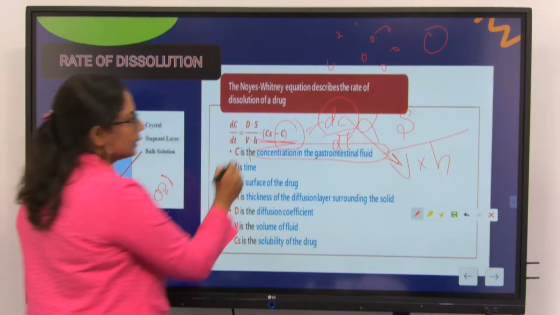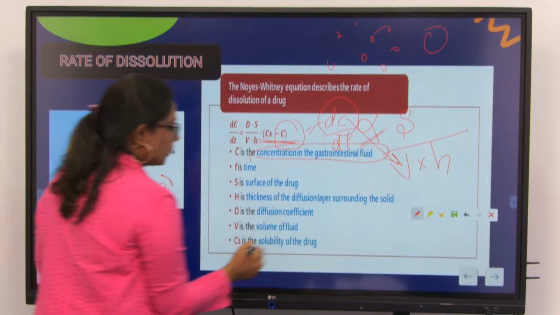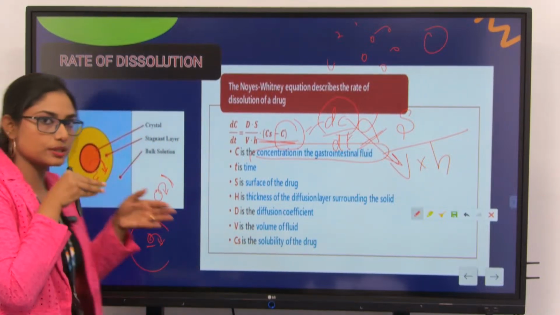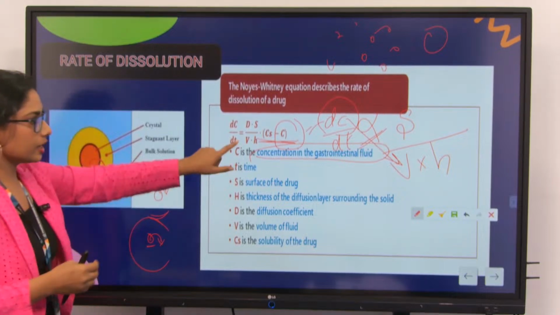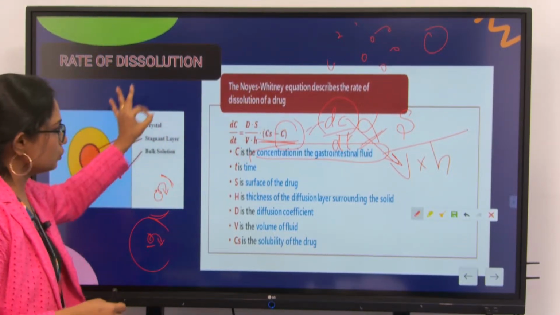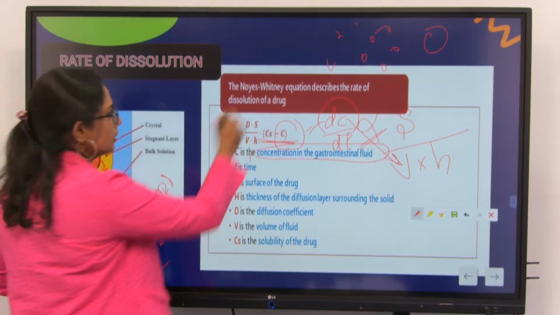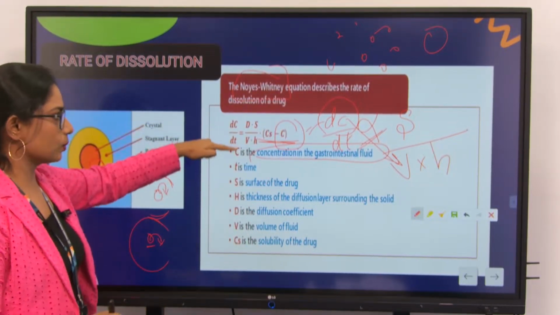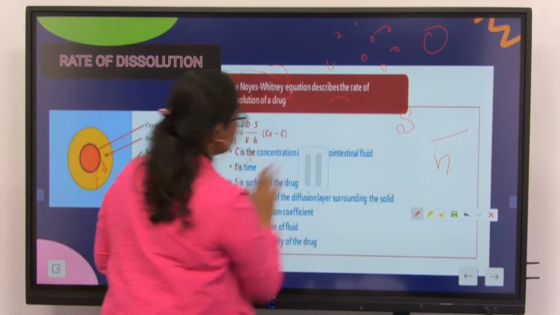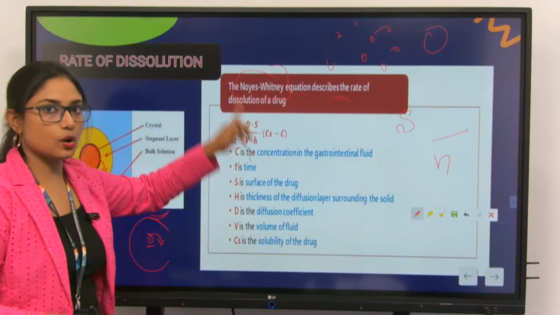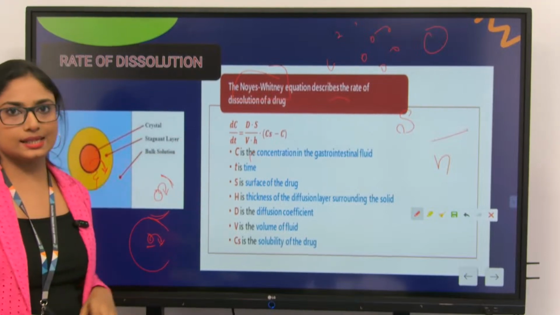And this proportionality is changed with a diffusion coefficient, that means the drug getting diffused into that particular layer. So this equation is termed the Noyes-Whitney equation. This rate of dissolution is governed by the Noyes-Whitney equation, which is dC by dt is equal to D into S divided by V into H, the whole into CS minus C.